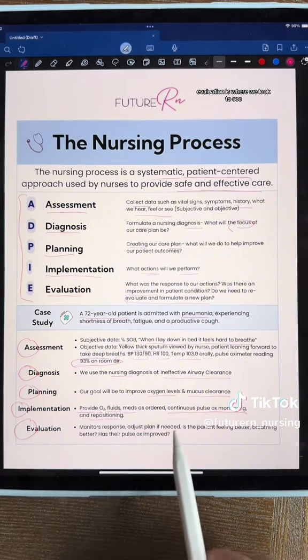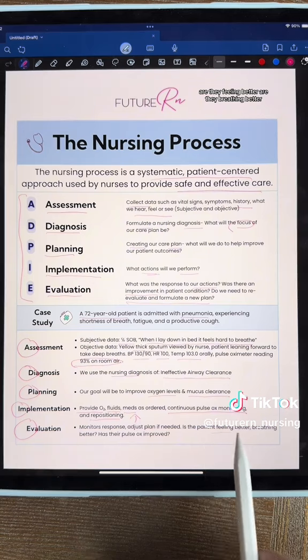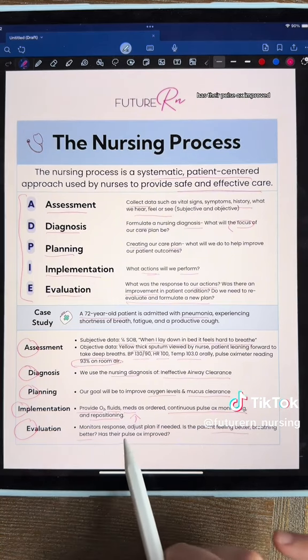Evaluation is where we look to see did any of these things actually help the patient. We're going to monitor their response, adjust the plan if we need to. Are they feeling better? Are they breathing better? Has their pulse ox improved?